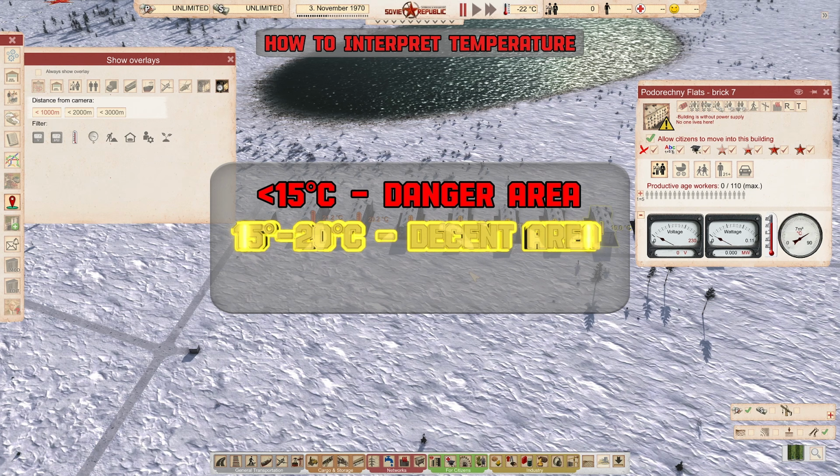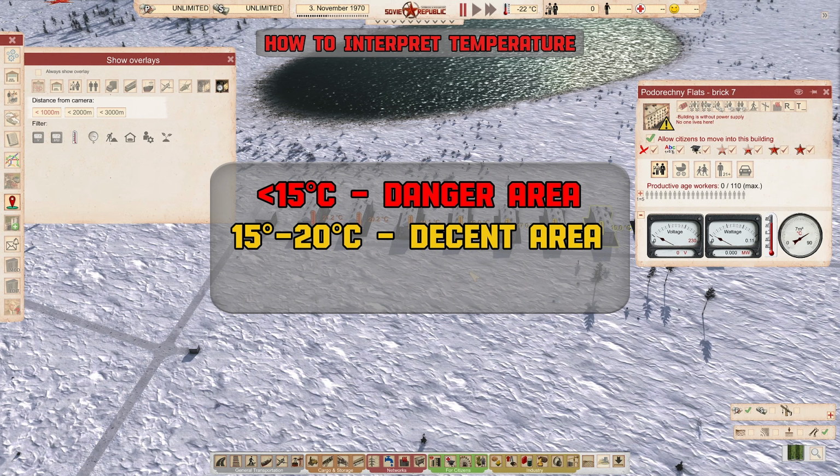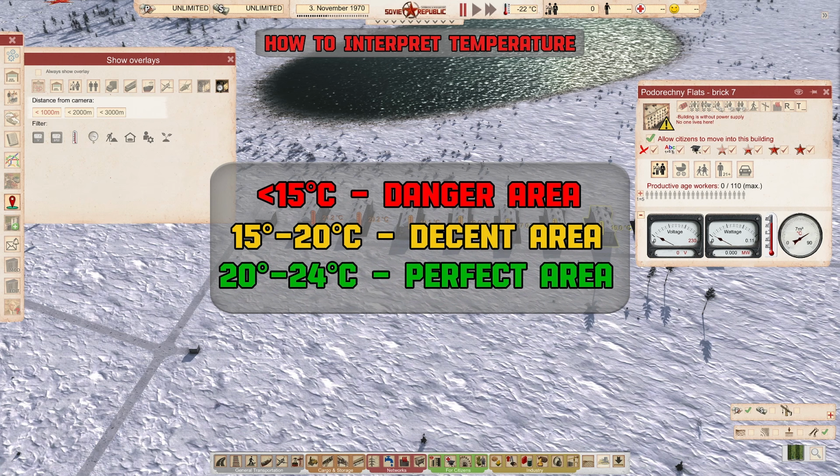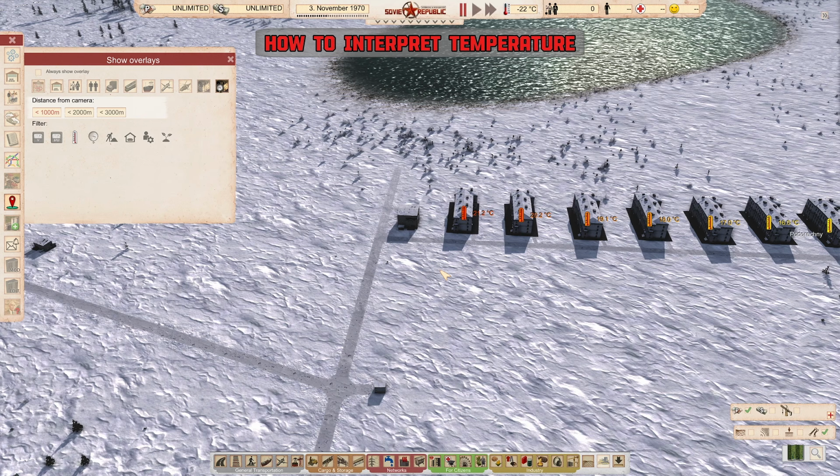Everything between 15 and 20 degrees will only very slowly decrease happiness of your citizens, and maybe here and there you are going to have a sick citizen. Everything between 20 and 24 degrees, it's a perfect temperature. Citizens' happiness will rise, and you will not have any health issues based on temperature.